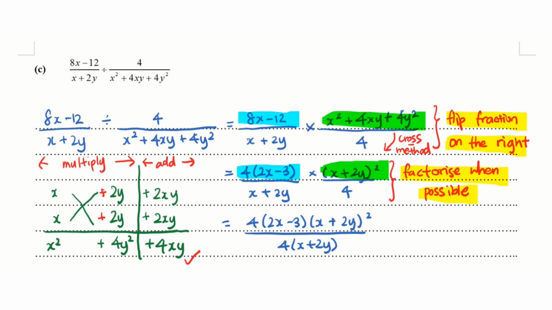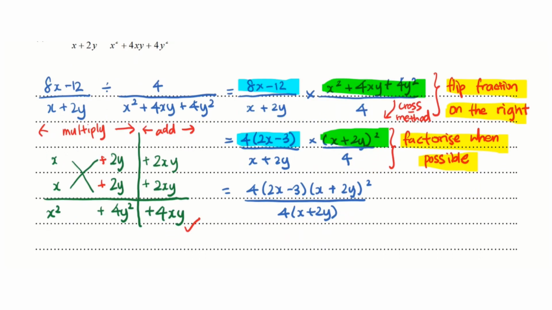So to be consistent with the multiplication, plus and plus does give me a plus. So therefore, the answer for this will actually be x plus 2y multiplied by x plus 2y. But we also know that x plus 2y times x plus 2y will be the same as writing x plus 2y bracket square, which is a simpler form. Okay, so that's how I got x plus 2y bracket square over here.